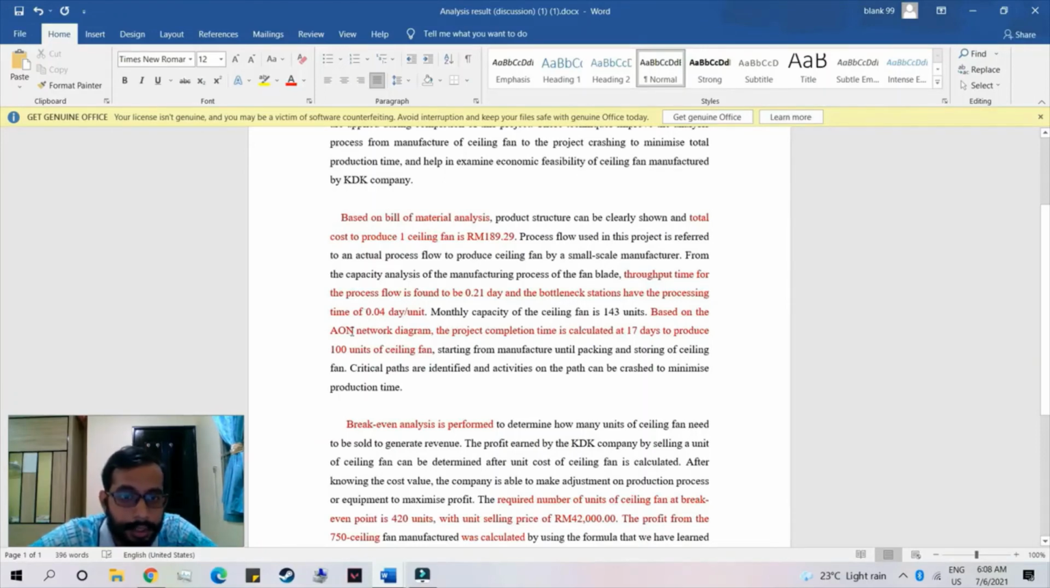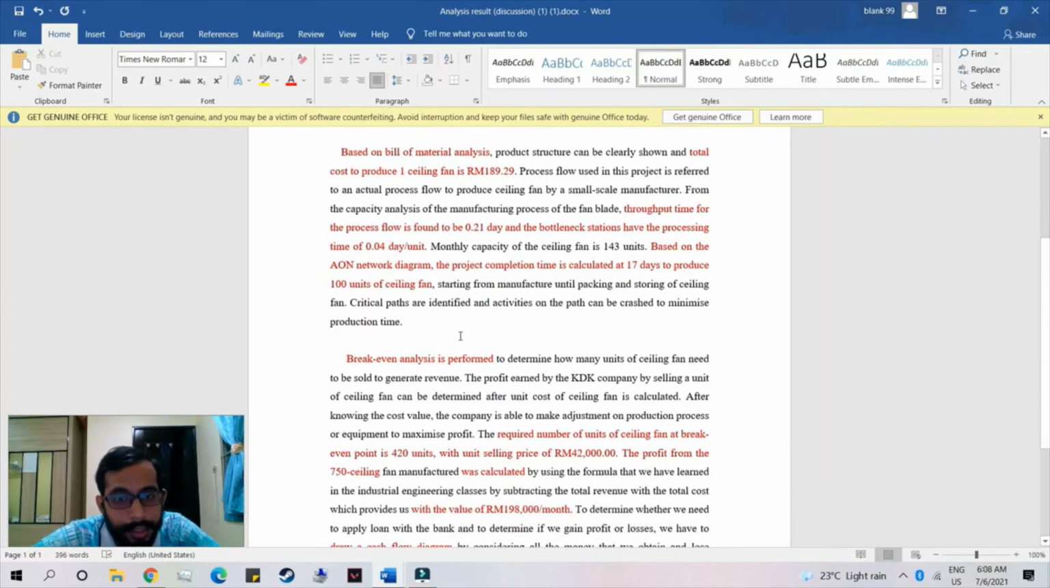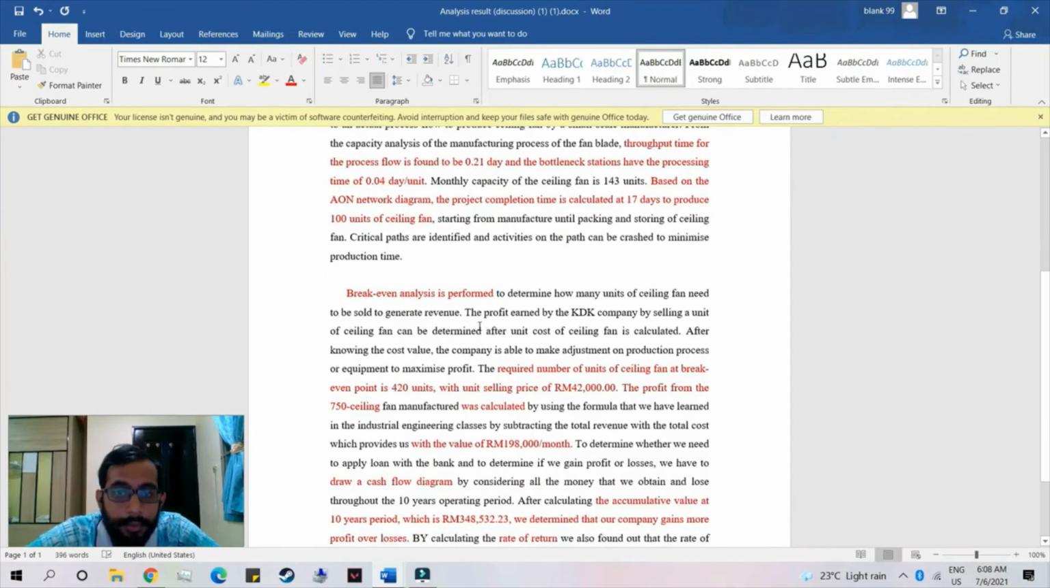Based on the AON network diagram, the project completion time is calculated at 17 days to produce 100 units of ceiling fan. We also did the break-even analysis. The required number of ceiling fan units at break-even point is 420 units with a unit selling price of 42,000 ringgit. The profit from the 750 ceiling fans was also calculated, with a value of 198,000 ringgit per month.